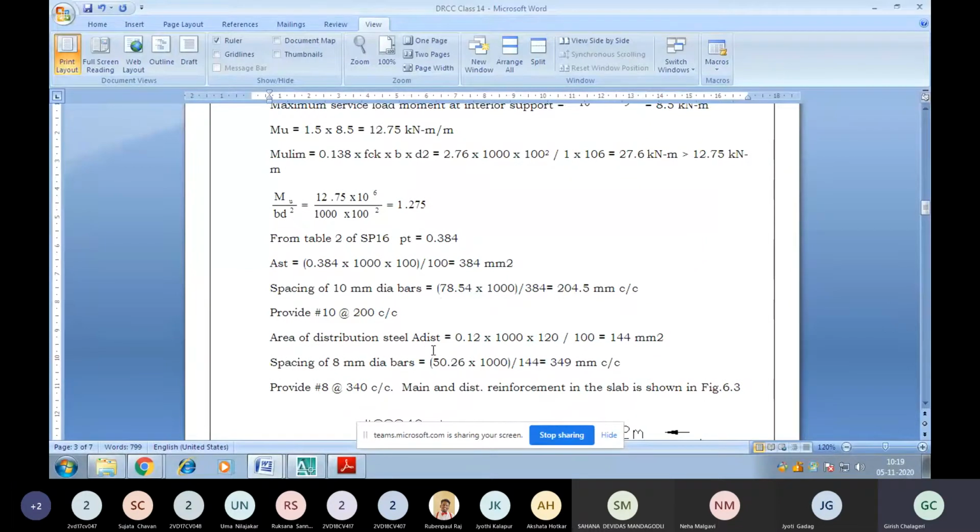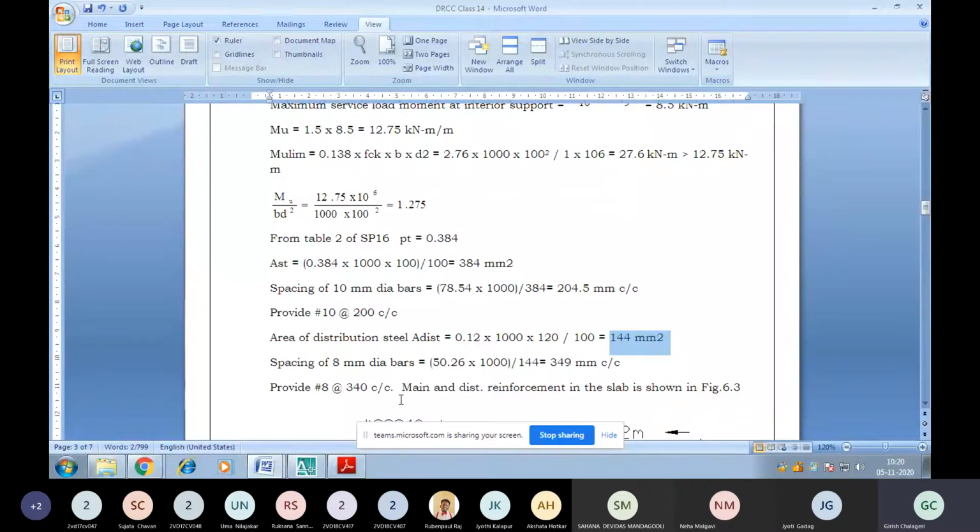and distribution steel will be provided as a minimum here. Since we are designing a slab, the minimum reinforcement for a slab is 0.12% of gross area. Gross area means we are taking 1 meter width and total depth here. The same thing is done here: 0.12 into 1000 into 120, the total depth, divided by 100, we get the minimum area of steel required in the distribution, that is for the longer span, as 144 mm².